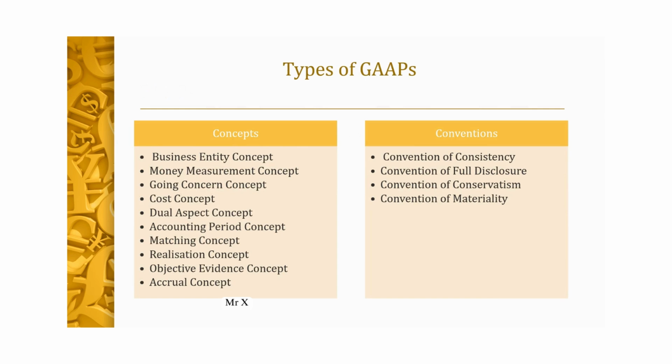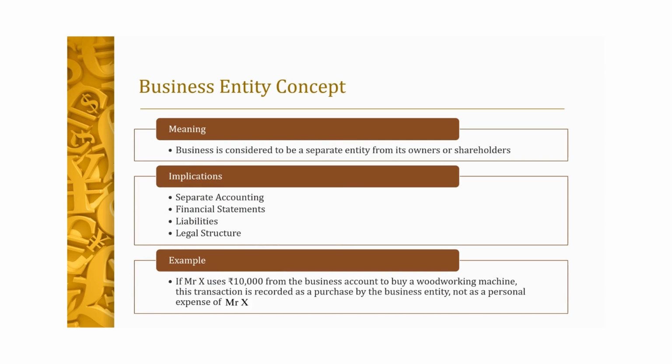There are various types of GAAPs under the category concepts and conventions, and we will discuss all these one by one. The very first concept is the business entity concept. As the name suggests, the business entity concept says that the business has a separate entity from its owners or the shareholders.